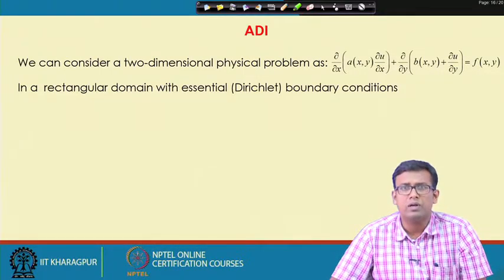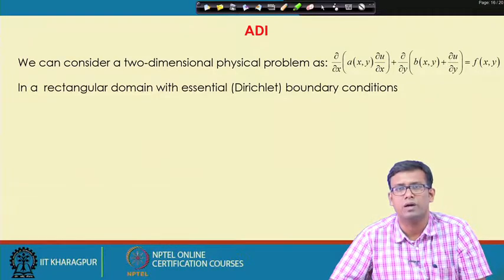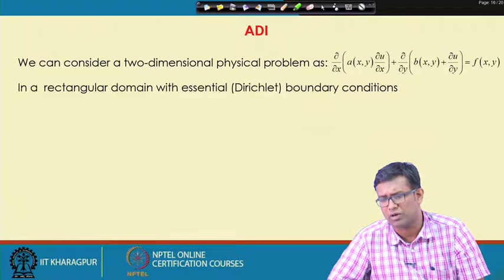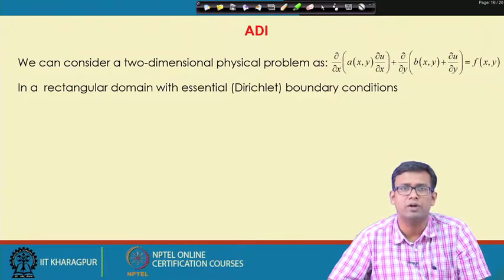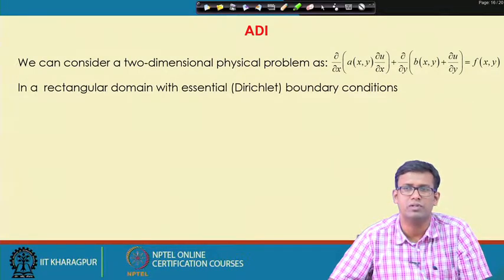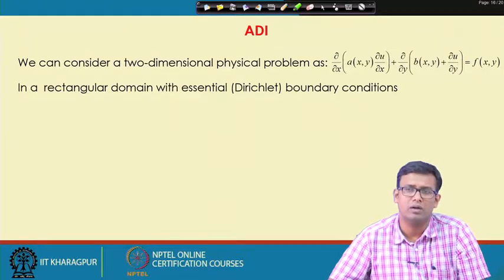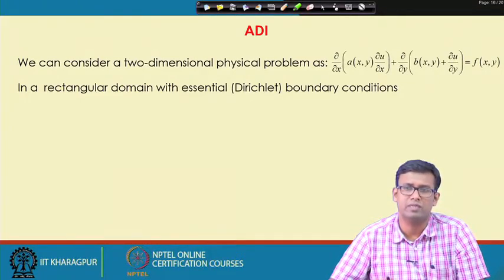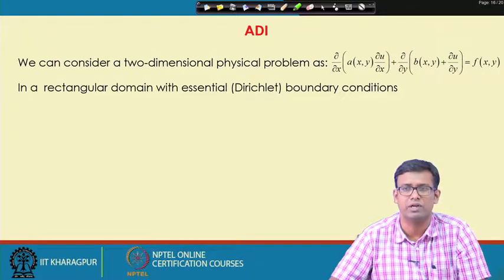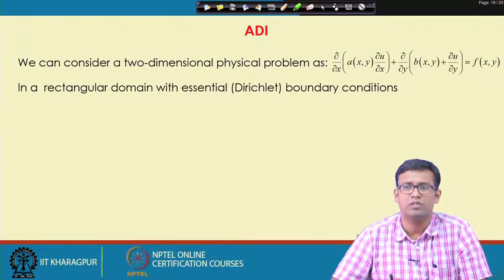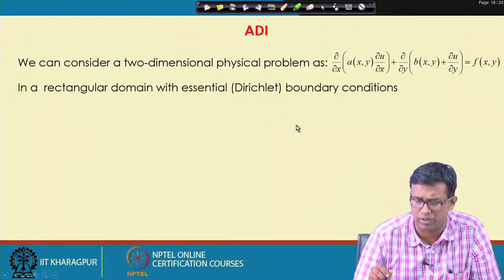We will look a little more into the theory of ADI and convergence. We can consider a two dimensional problem, del del x of a x y, some function of x y, del u del x, plus del del y of b x y, is equal to f x y in a rectangular domain with essential or Dirichlet boundary condition. Dirichlet is the essential boundary condition, because at least at one boundary the value has to be exactly specified, something has to be specified for having a unique solution of the equations. That is why Dirichlet is also called essential boundary condition.